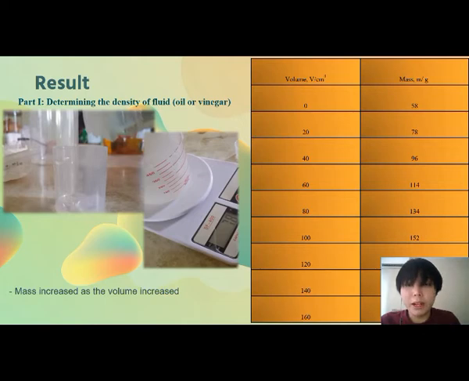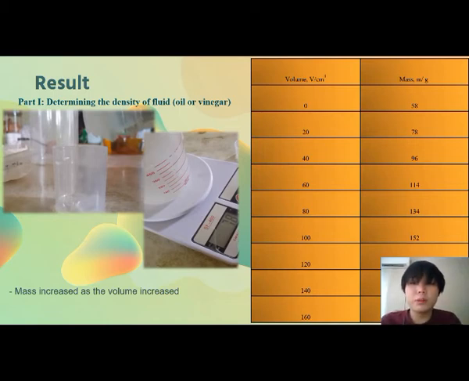Hi, my name is Heng, and my ID number is TH21051. Today I'm going to continue the presentation with the results our group obtained from this experiment, which is the first part, determining the density of the fluid. Before we determine the density, we have to know the volume of the fluid obtained.